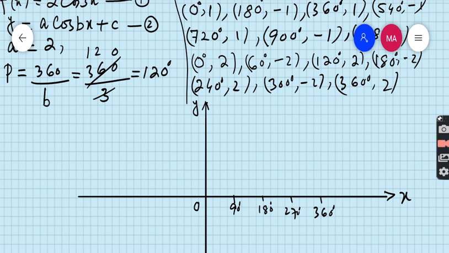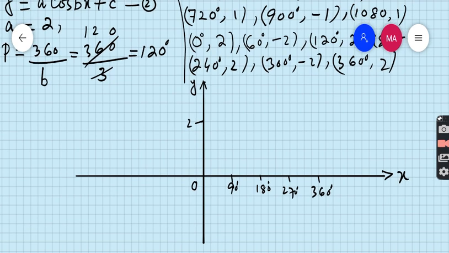The maximum value of y is plus 2 and the minimum value is minus 2. So 1, 2, 3, 4, 5, 6, 2. 1, 2, 3, 4, 5, 6. Minus 2. Let's start plotting our graph. So 0, 2, this is the first point.